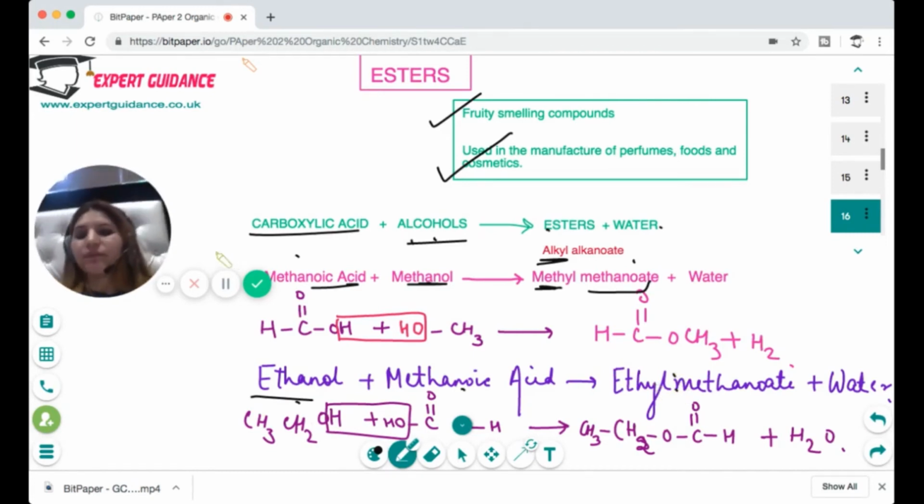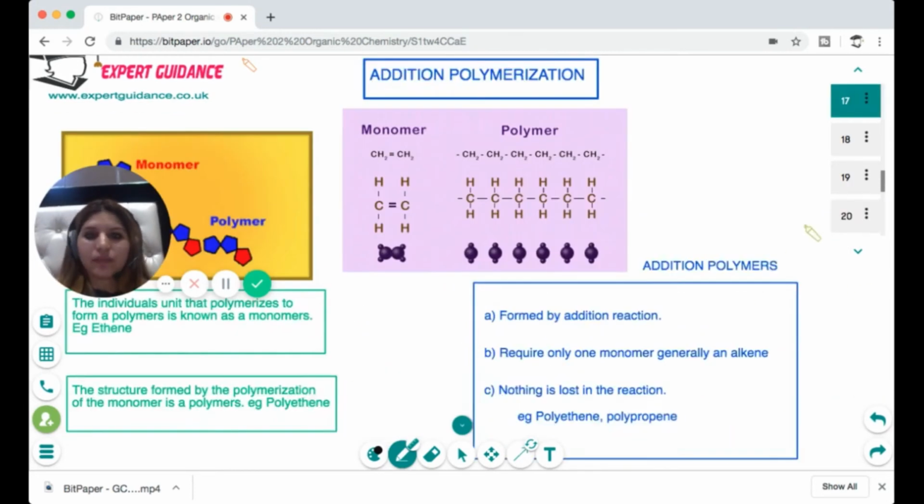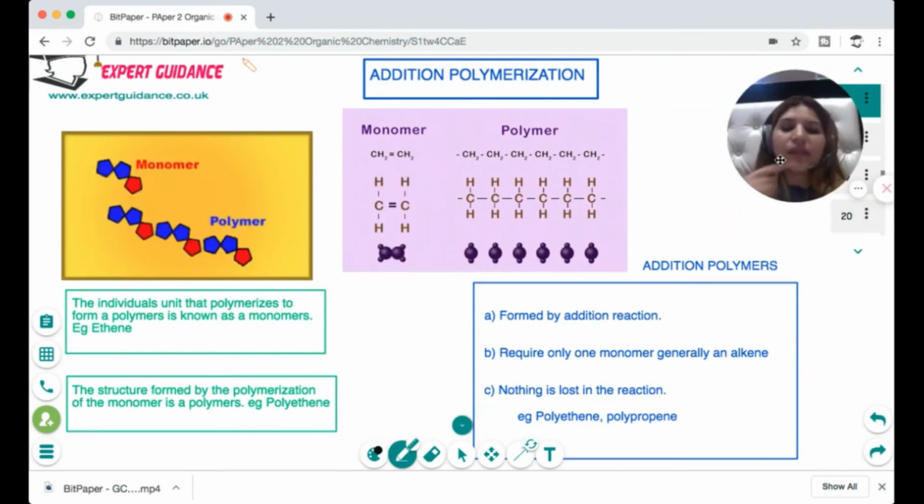And to write its reaction, you will write the methanoic acid and methanol facing each other, remove the molecule of water, and whatever is left, join it together. Similarly, ethanol and methanoic acid, join them together, whatever is left, remove the water, that will be your ester. Okay, now we have done the functional groups.